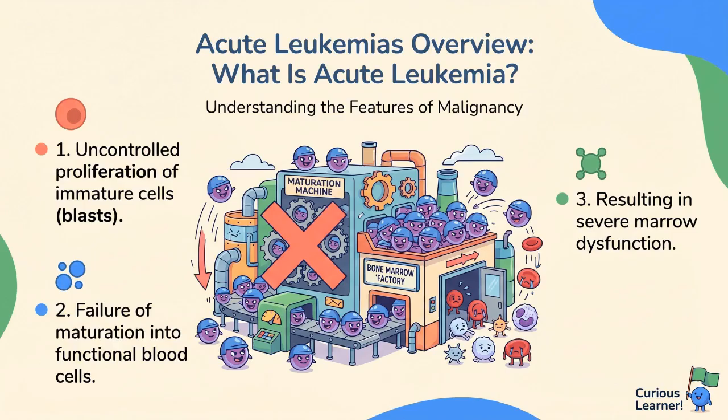leukemia. Unlike chronic leukemias, which typically involve more mature cells and have a slower progression, acute leukemias have a rapid onset and require immediate, aggressive treatment. Understanding this fundamental pathophysiology is crucial for comprehending the clinical picture and diagnostic urgency. We'll now look at the two main types of acute leukemias.